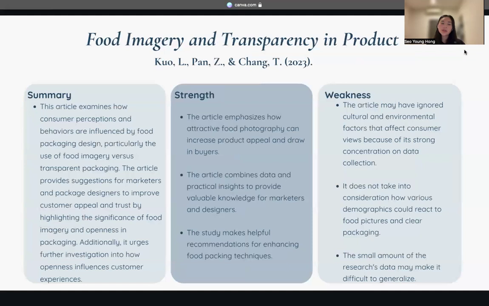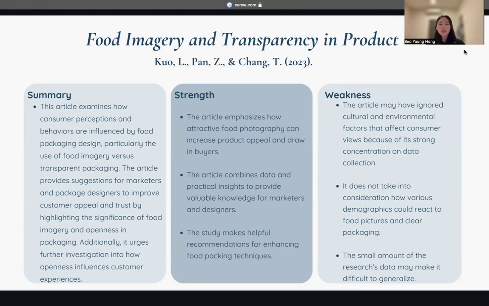This article examines how consumer perception and behavior are influenced by food packaging design, particularly when they use food imagery or transparent packaging. The strength of this article is its emphasis on how attractive photography can increase product appeal and draw buyers. The second is that it combines data and practical insight, which is useful for marketers and designers, and the study makes helpful recommendations for enhancing food packaging technique.